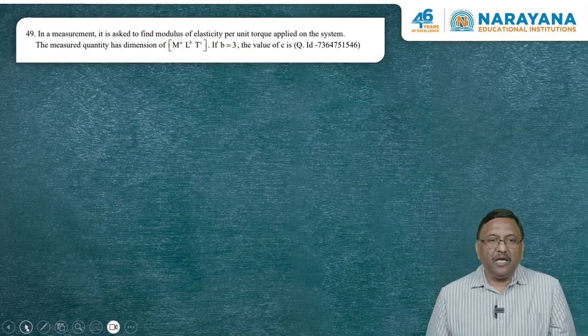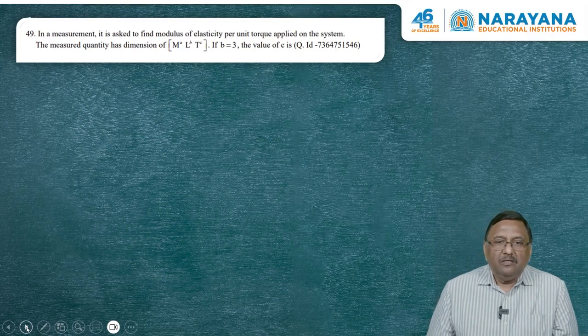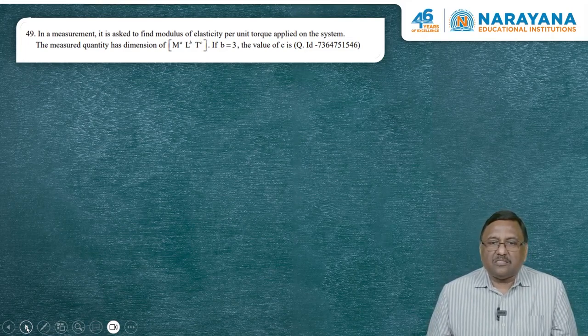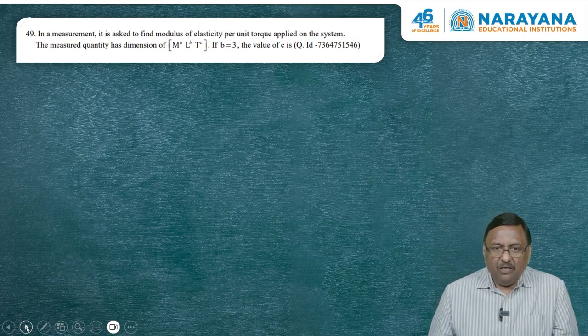Question number 49. He is saying in a measurement, it is asked to find the modulus of elasticity per unit torque applied on the system. The measured quantity has a dimension, so it is a dimensional formula question. It is written M^a L^b T^c. If b is 3, the value of c is equal to how much?